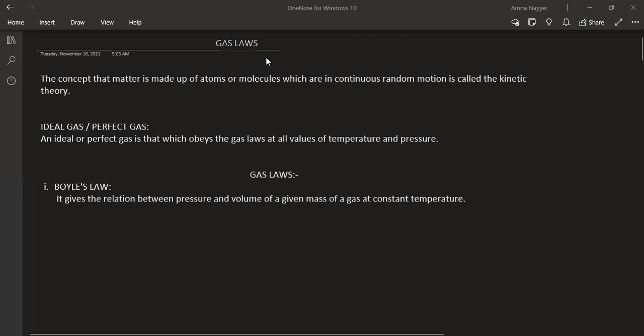Yes, class. So in the last class, we had completed the thermal properties of matter. So now I'll start with kinetic theory. This is a very short lesson. We'll try to finish it in today's class only.